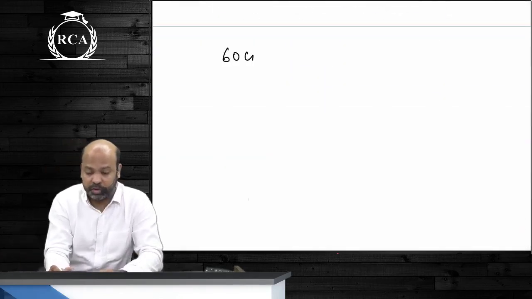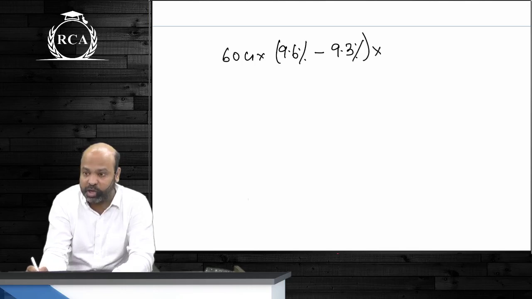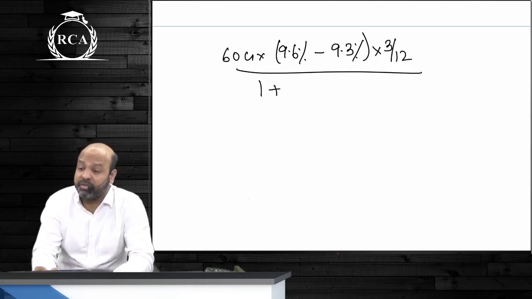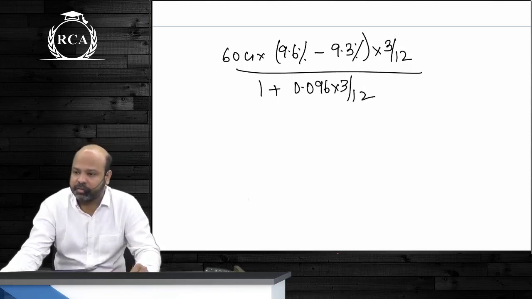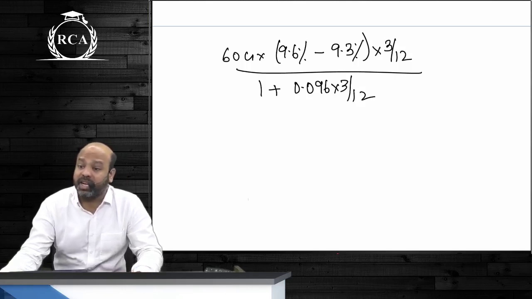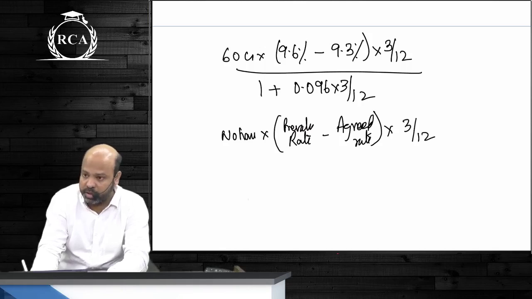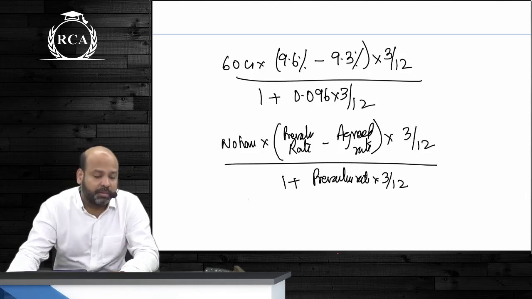What is the loan amount, beta? 60 crores into 9.6% minus 9.3% into how many months? 3/12, divided by, you should always discount at what rate? Reference rate, the prevailing interest rate. What is the prevailing interest rate? 9.6%. This will become the net settlement. Guys, the amount is settled upfront. Guys, notional principal into prevailing rate minus agreed rate into, I said if it is days then write days, otherwise 3/12, divided by 1 plus prevailing rate into 3/12. Why divided by? Because you're discounting it. It is settled upfront. That is why. How much will be the amount?